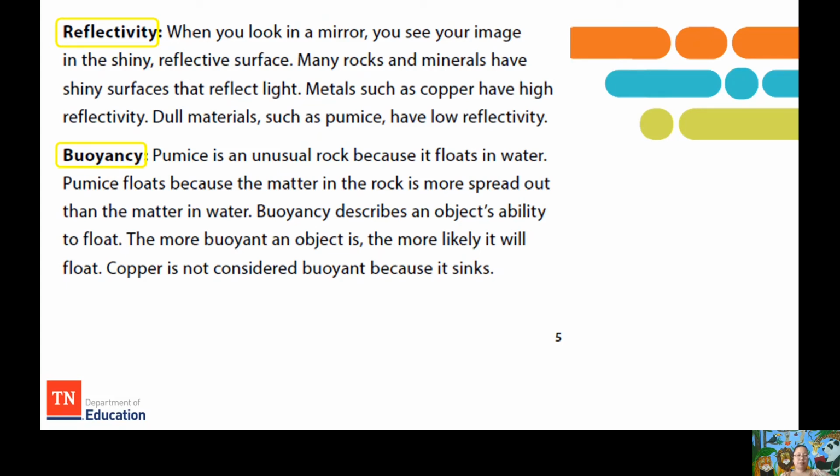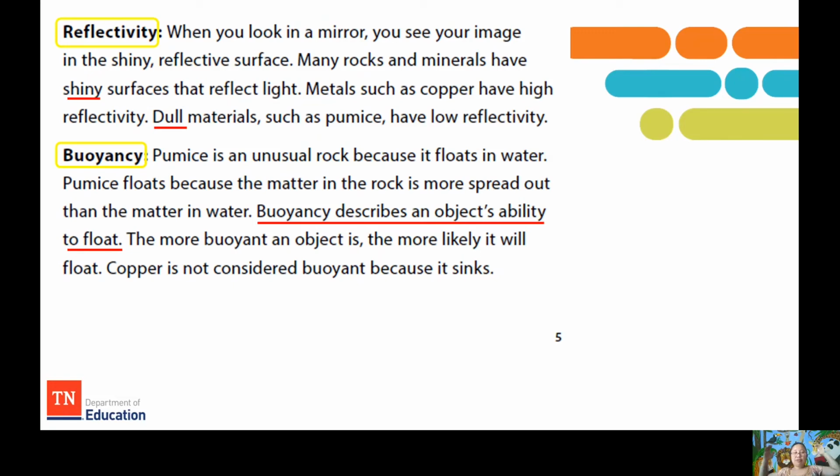Buoyancy. Pumice is an unusual rock because it floats in water. Pumice floats because the matter in the rock is more spread out than the matter in the water. Buoyancy describes an object's ability to float. The more buoyant an object is, the more likely it will float. Copper is not considered buoyant because it sinks.